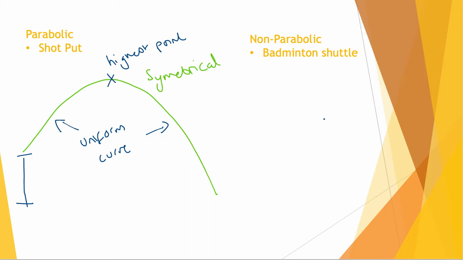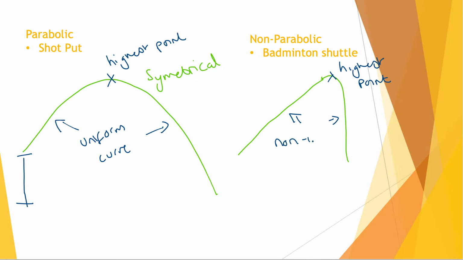With our badminton shuttle, we get the opposite of that effectively. So our flight path with a badminton shuttle looks more like this. It goes up into the air, but then there will be a point where it will drop. It's asymmetrical. So again, on this one, we've got our highest point, and we've got a non-uniform curve, which means that from the highest point, we've not got the same happening on this side.